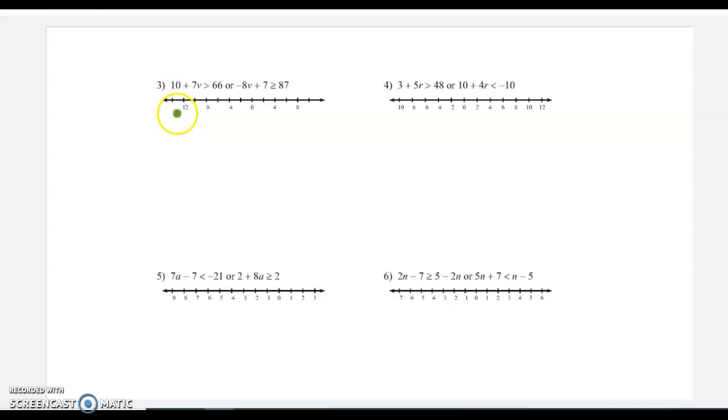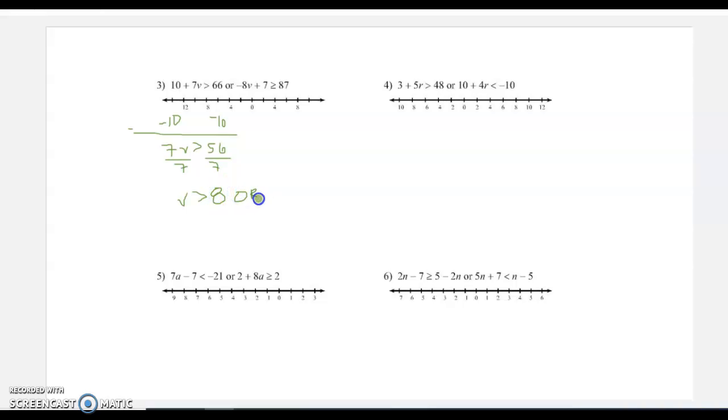Look at another one. So number 3 here, maybe I'll start writing underneath here. So to get rid of that positive 10, I'd start by subtracting 10 on both sides. So that gets us to 7v is greater than 56. So then to get rid of the multiply by 7, I divide by 7. So I get v is greater than 8.